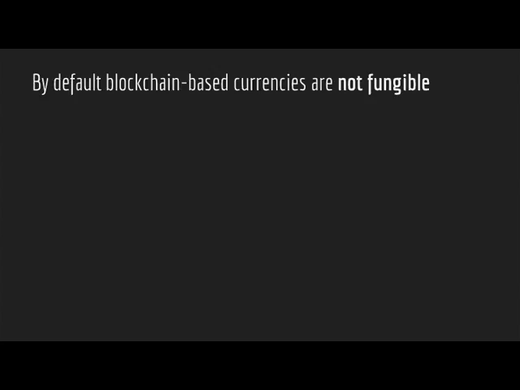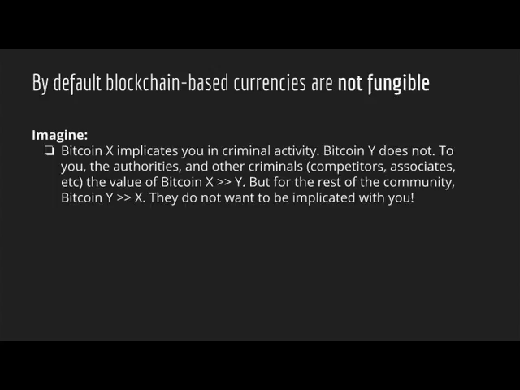So why are the default blockchain-based currencies not fungible? Imagine a scenario in which Bitcoin X implicates you in criminal activity, and Bitcoin Y does not. For you, for let's say criminal associates, for the police, Bitcoin X might be more valuable because it can be used against you, or you want to save it for yourself and not be implicated. But for the rest of the community, Bitcoin Y is a lot more valuable, because they don't want to be implicated with your business. So because you have this history of transactions wrapped up with the actual currency, it's not one-to-one.